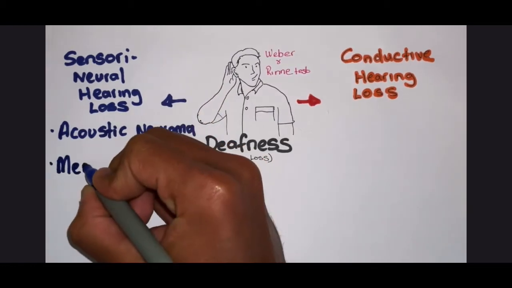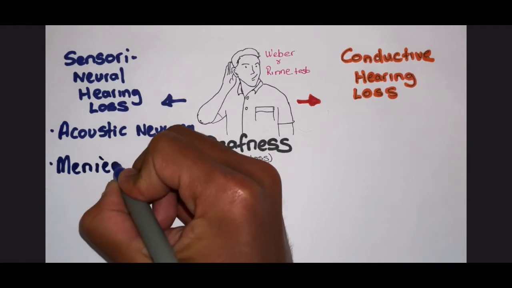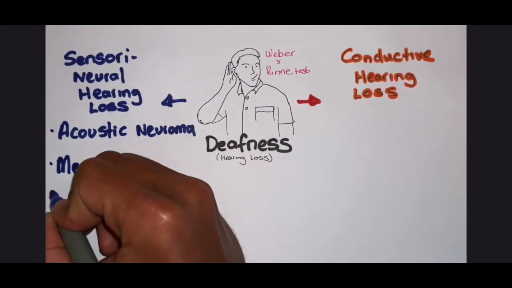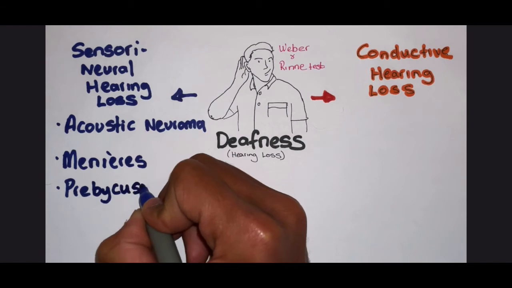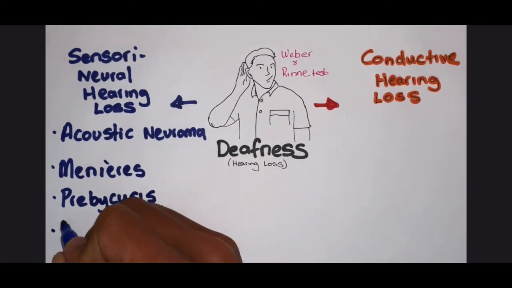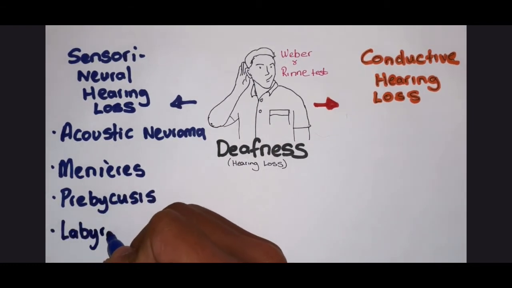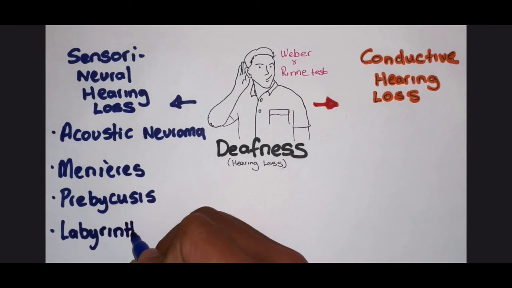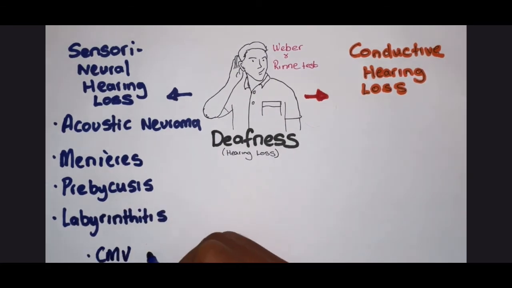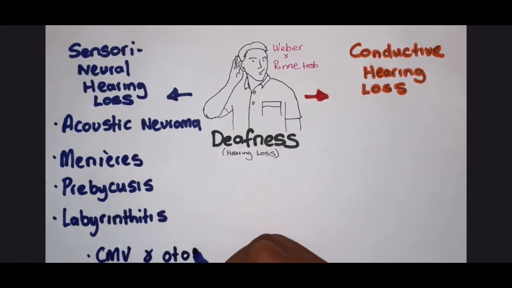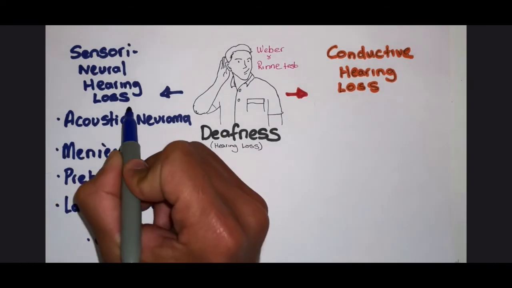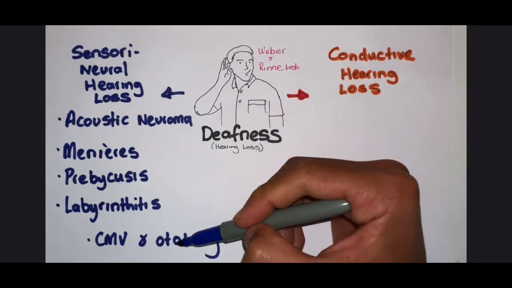Meniere's disease, which is due to the buildup of fluid in the semicircular canals and cochlea. Presbycusis, which is an age-related sensory-neural hearing loss. Labyrinthitis, which is a problem at the vestibular labyrinth. And other causes, such as cytomegalovirus infection and ototoxicity. These are the causes of sensory-neural hearing loss.